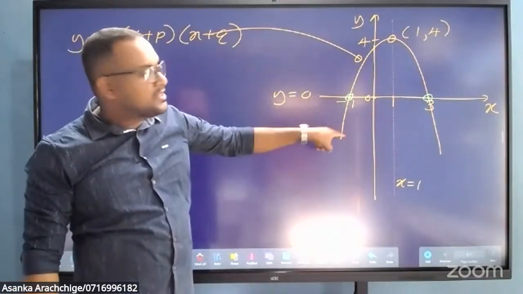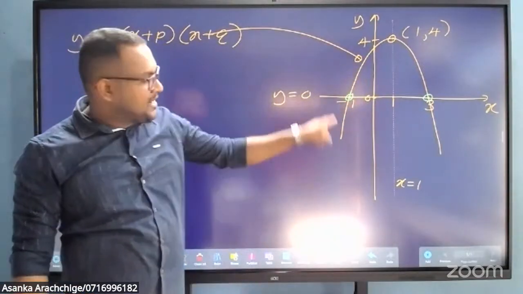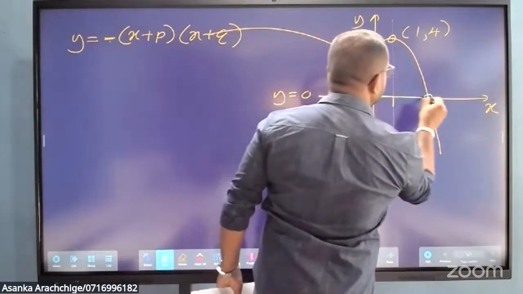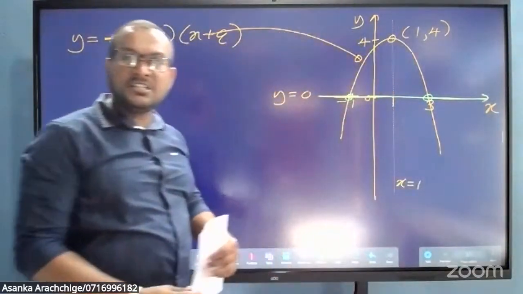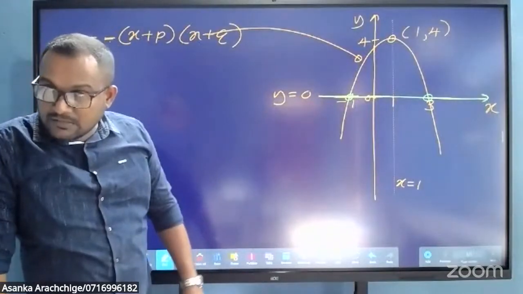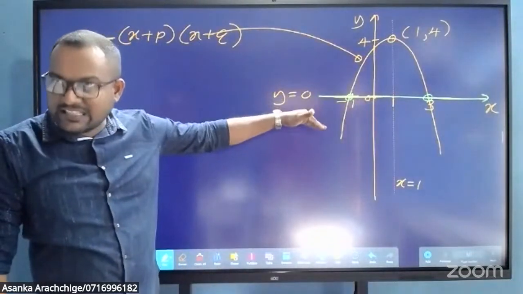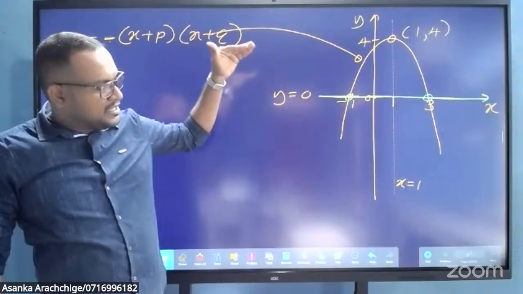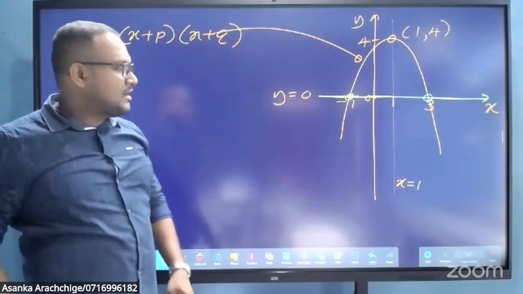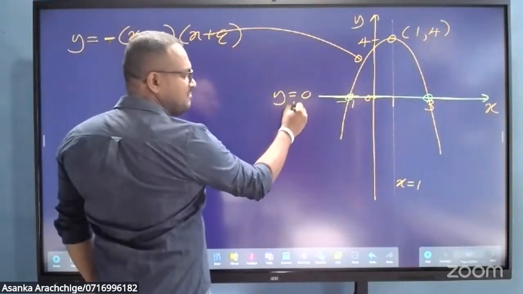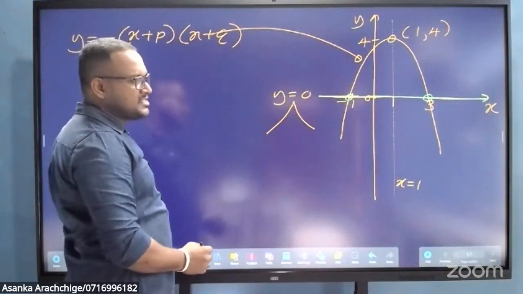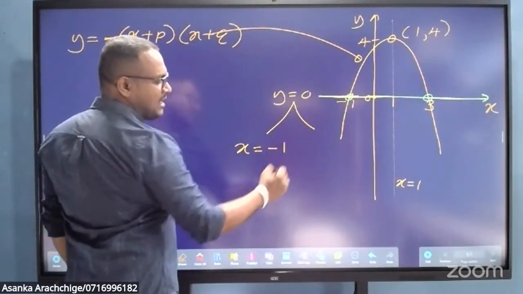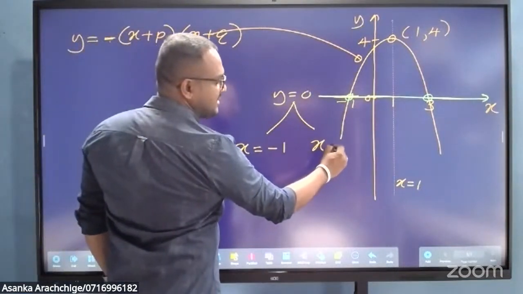At this level, the function becomes 0. මේ level එකේදී අපේ function එක බිංදුව වෙනවා. This function becomes 0. This level means y equals 0, the x axis. X axis කියන්නේ y equals 0, ඒ region එකේදී function එක බිංදුව. නේද? Then look, when y is equal to 0, one x coordinate is x is minus 1, other x is plus 3.